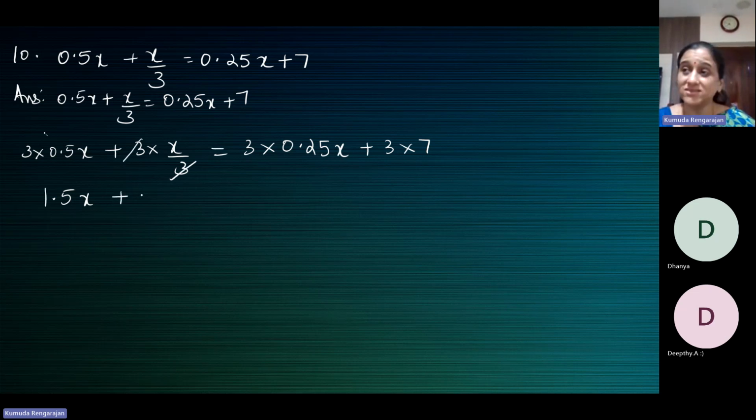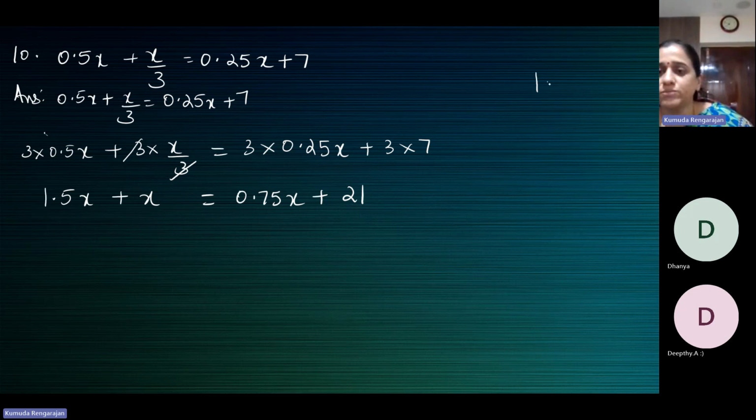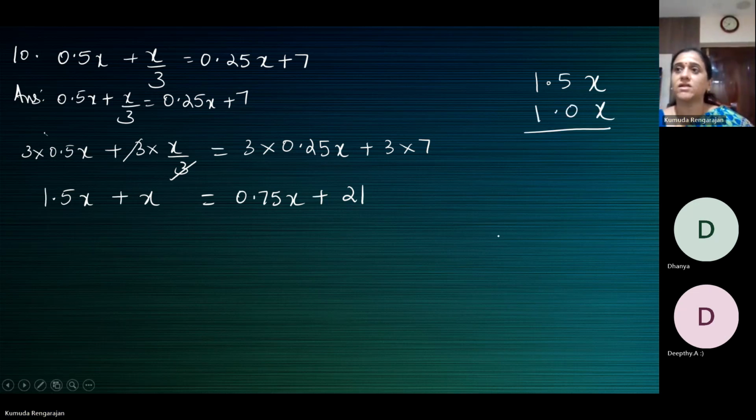So plus x is equal to 3 into 25, 75. 3 into 0.25 is 0.75x plus 21. Now take all the x terms. Now first we'll simplify the left-hand side. It's 1.5x plus x. 1.5x and x is 1x, 1.0x, 2.5.